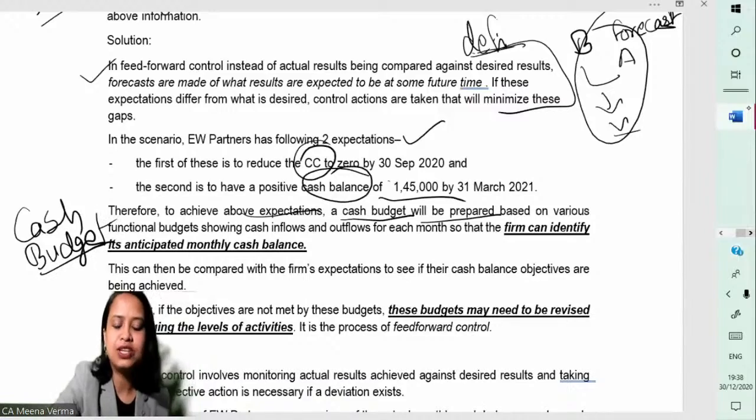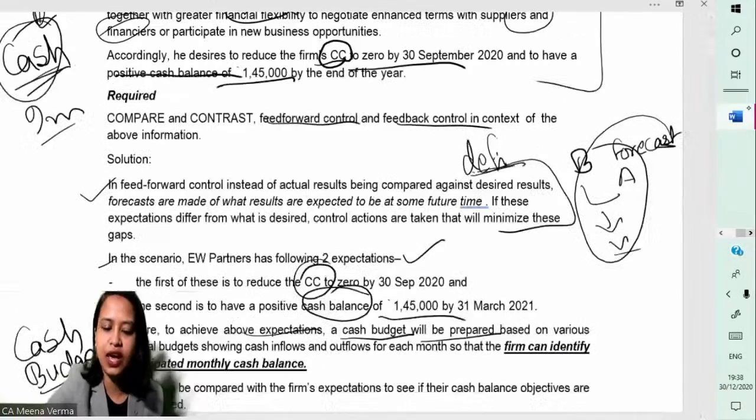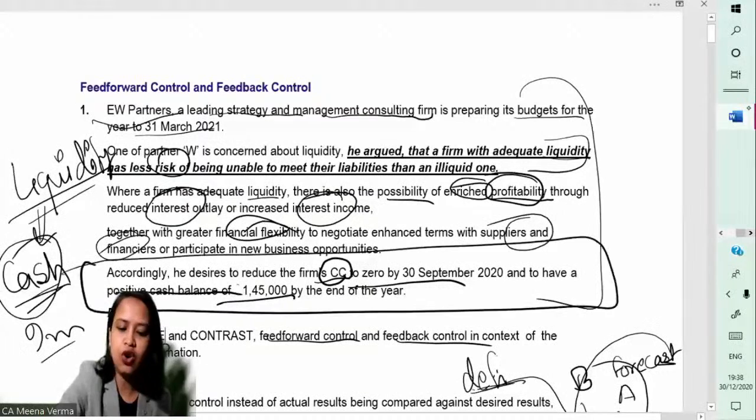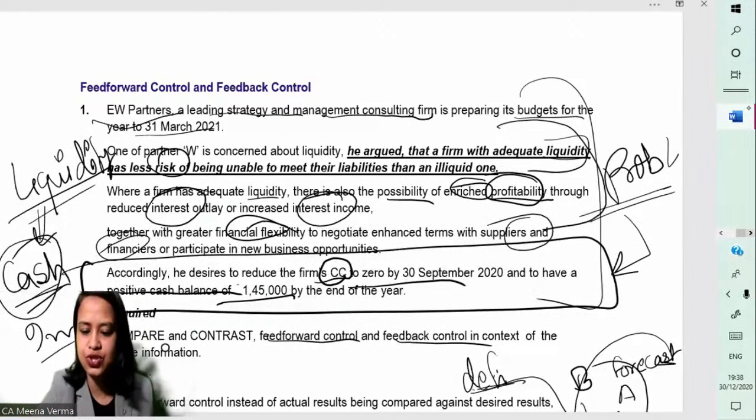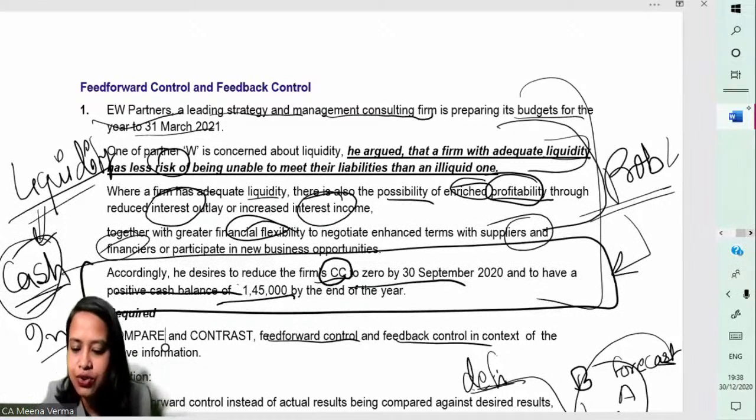Okay, budget. You can see here what their actual requirement is in order to resolve this problem. So in order to resolve it, they have the solution. They want to bring the cash credit to zero, and they want to create a cash balance of 1,45,000. And for that, you need to consider the cash budget, obviously.